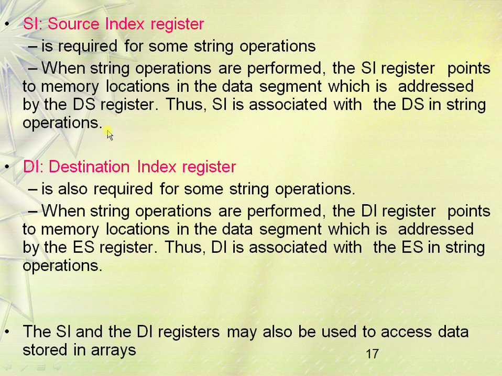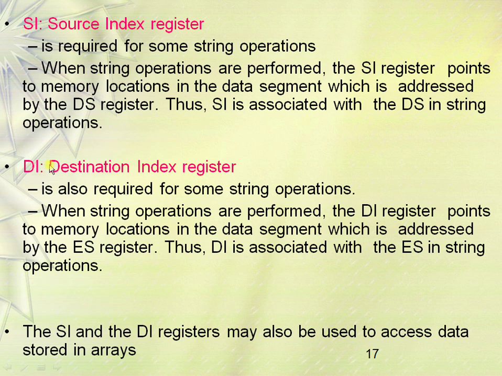Now let us see the source index and destination index registers. The source index register is used for holding the offset address of the data segment. The length of this source index register is 16 bits. Whenever we are giving some inputs to the processor, those inputs are stored inside one particular segment called the data segment, and any operand residing inside this data segment is accessed by adding the content of the data segment register along with the source index register.